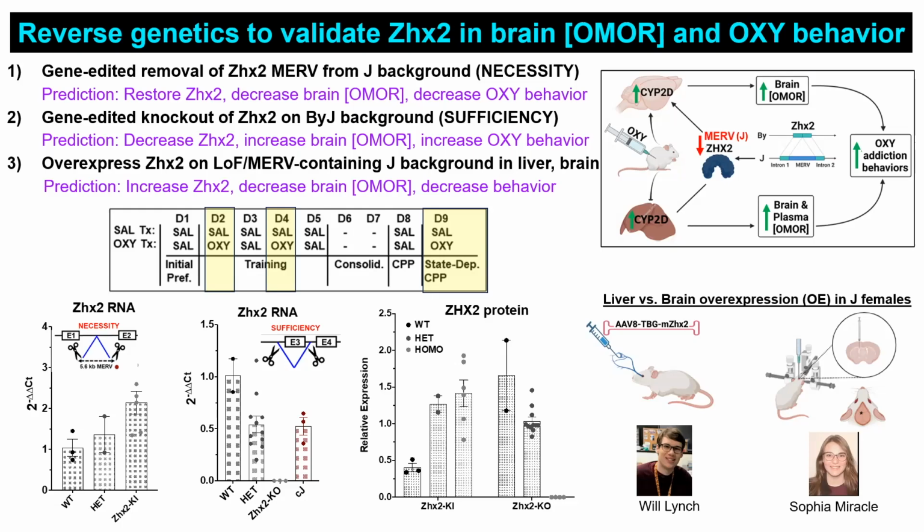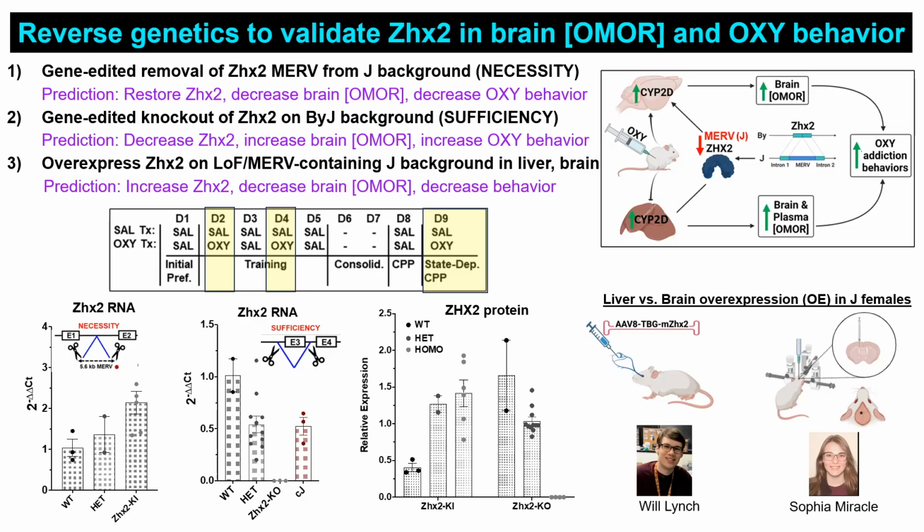So we've been targeting both tissues. And you can see at the RNA and protein level, we've nicely recovered gene expression with the knock-in. This is getting rid of the MERV. And then with the knockout, you can see that we've completely eliminated it at the RNA level. And then this is nicely recapitulated at the protein level. And notably, you'll see the CJs here. The MERV doesn't lead to a full knockout. It leads to about a 50% reduction in expression.